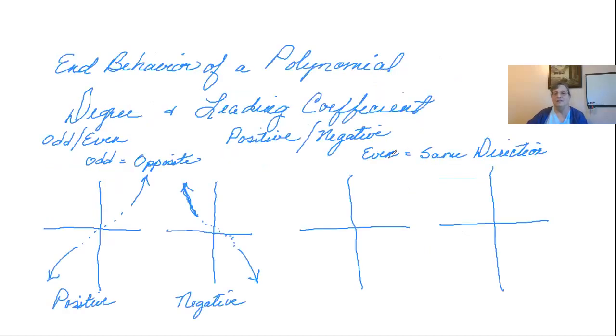On the other hand, if we have an even degree, like a parabola, then both ends are always going to go in the same direction. If the leading coefficient is positive, then it's going to go up as x approaches positive infinity and up as x approaches negative infinity. Does not tell us what's going on in between. If it has a negative coefficient, then it's going to go down as x approaches either positive or negative infinity.